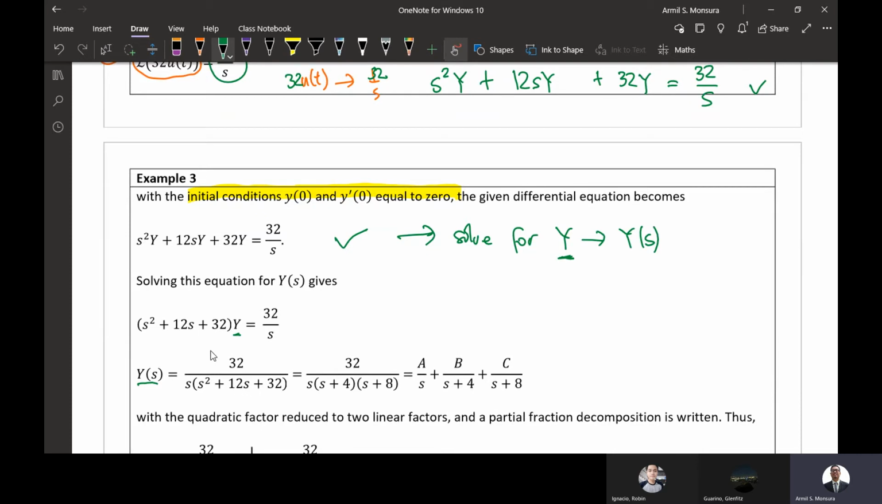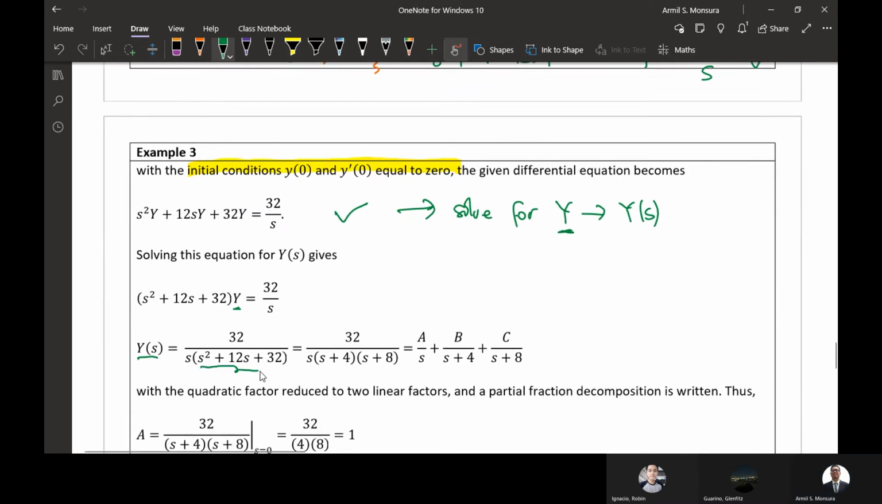Now, we take note that this quadratic factor is factorable. Kaya natin siyang i-factor into s plus 4 at saka s plus 8. Verify that. Algebra na lang naman yun, no? So, paki-verify na yung s squared plus 12s plus 32 factors to s plus 4 times s plus 8. So, ang mangyayari ngayon is itong denominator ninyo, instead na isang linear at isang quadratic factor, meron na siyang tatlong linear factors.